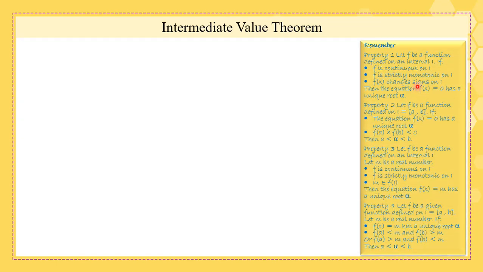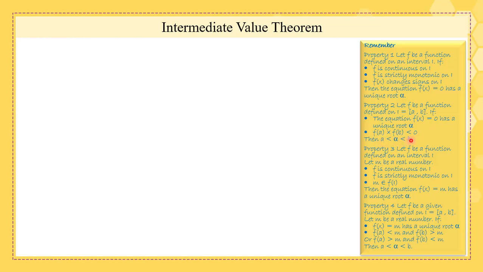Now, these are the properties that we've seen so far. All of these properties are called the intermediate value theorem properties. In fact, properties 3 and 4 are the main properties, and properties 1 and 2 are specific cases of 3 and 4. So let's see very quickly. If f is continuous, strictly monotonic, and f of x changes signs, then we can say that f of x equals 0 has a unique root alpha, and if f of a times f of b is less than 0, we can state that alpha is between a and b.